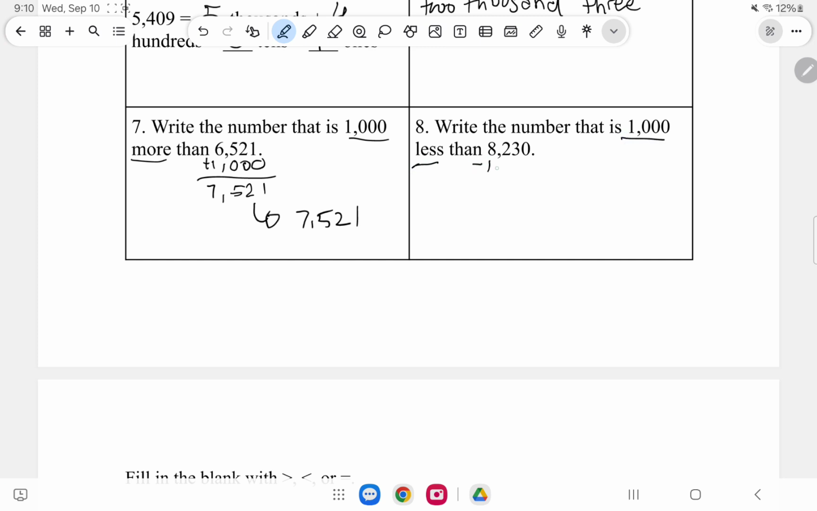Write the number that is 1000 less than 8230. That means we're going to do subtraction. So we're just going to do our subtraction. That means 7230 is our answer.